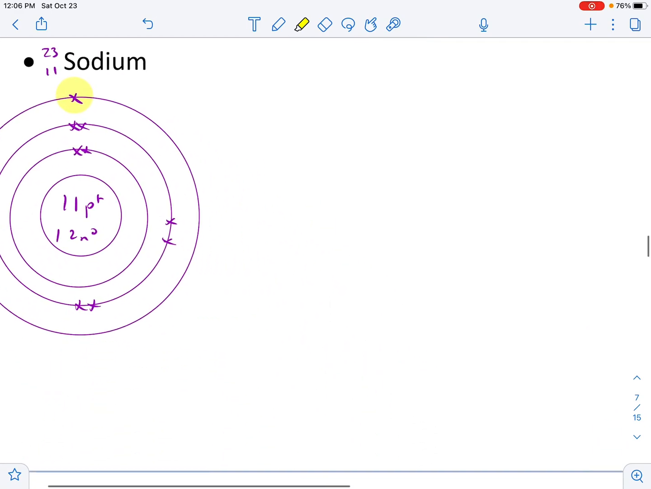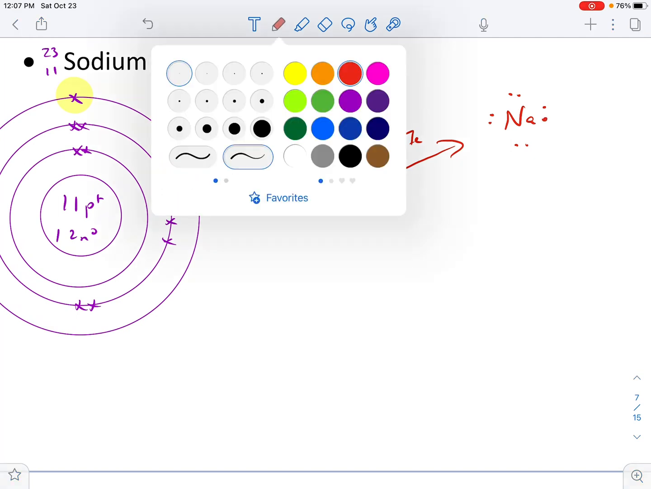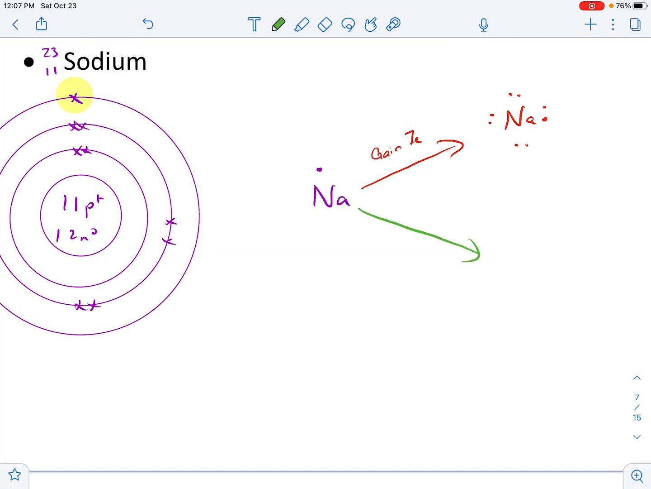So when we write it, we're going to say Na with 1 dot. It could be top, side, bottom. It doesn't really matter. So again, sodium has a couple of choices here. Sodium could gain 7. That feels like a lot. Gain 7 and become this. Or it could lose just 1 and just become this, because then its outer energy level is full. So which is better for it?